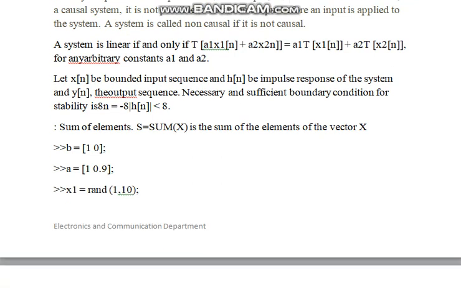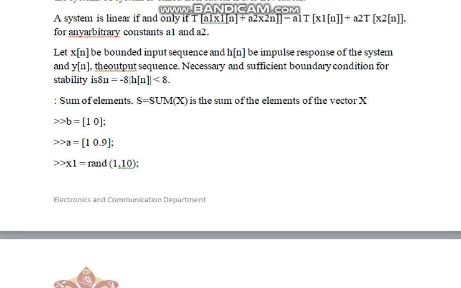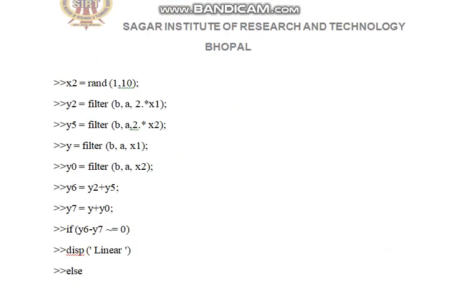Now we switch over to the MATLAB code. S is equal to sum of x, the sum of the elements of the vector x. We have taken one vector b which has two elements, 1 and 0. The second vector we have taken is a, which equals 1 and 0.9. Now we have assigned a random variable x1 equal to rand of 1 row and 10 columns, and another variable x2 equal to rand of 1 row and 10 columns, a vector having 1 row and 10 elements, which selects random numbers.